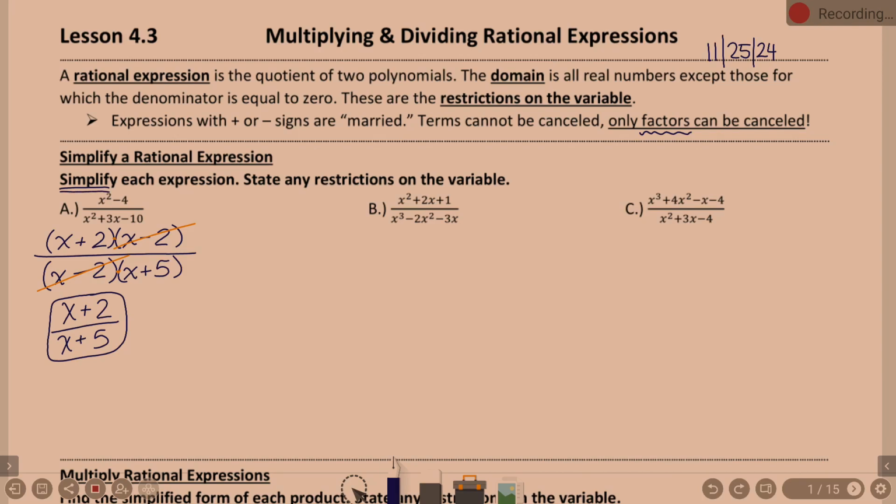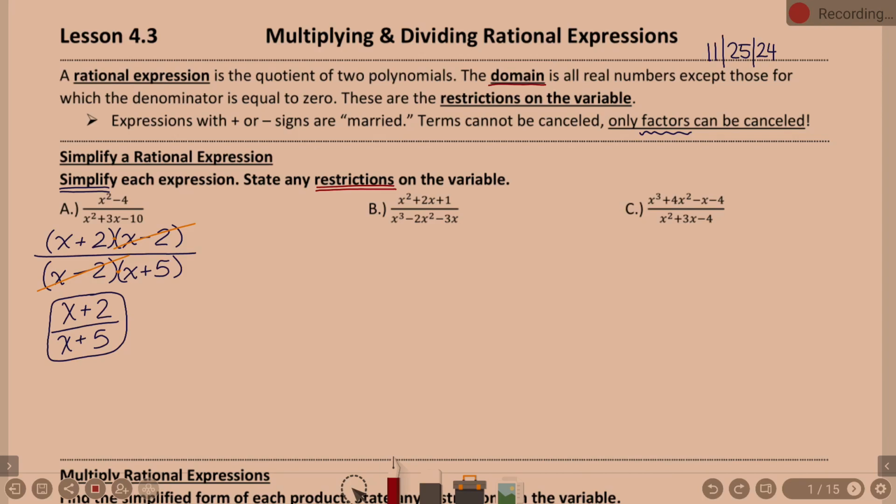Now, there's another piece we're asked to do here, and that is to state any restrictions on the variable. Restrictions are anything that would make the denominator 0. So this is where we go back and talk about domain. It's anything that would make your denominator equal to 0. So take a guess. If we're trying to figure out what values make our denominator equal to 0, what could we do with that denominator? Set it equal to 0.